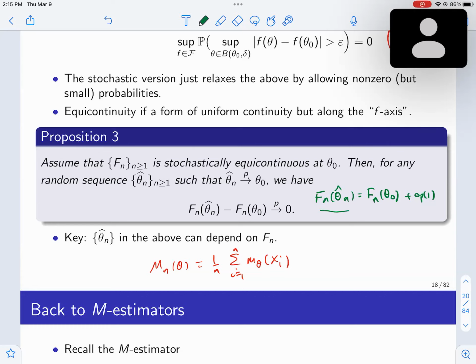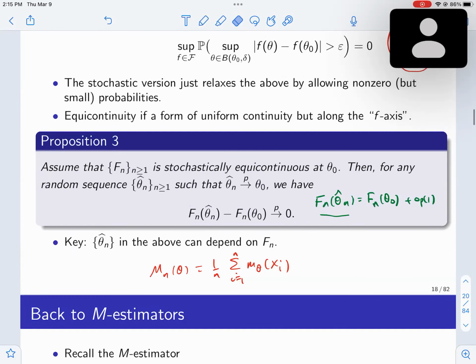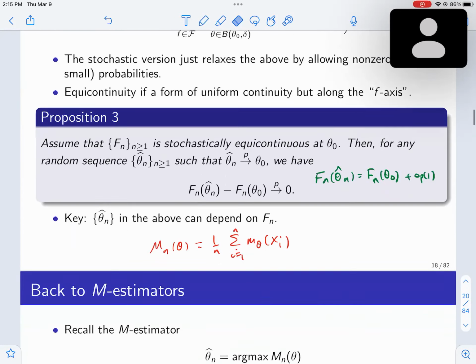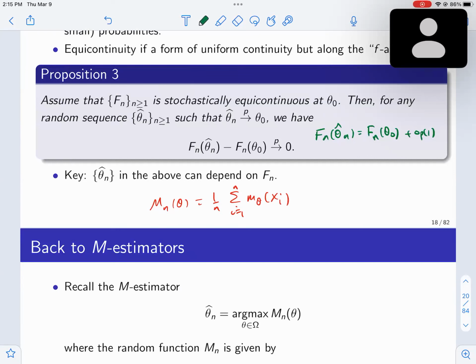The proposition does not assume anything about the dependence structure of Fn and theta hat n. So they could be very dependent, but this allows you to conveniently replace the argument with a constant, and this could be much easier to deal with later. Okay, that's the main purpose of introducing that condition. So questions?